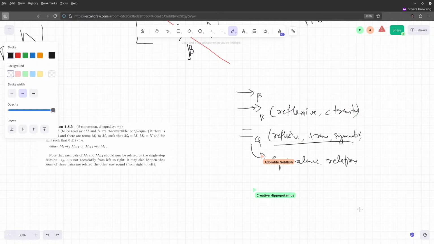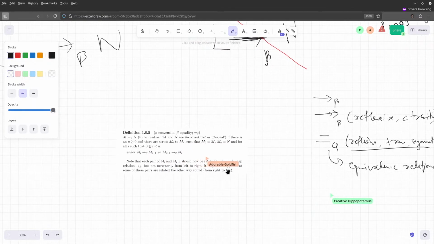We did that with alpha. You see, we had renaming. Renaming was the lowest one, the least powerful. And then we had alpha conversion, and then we had alpha equivalence, right? And this thing is the same thing.